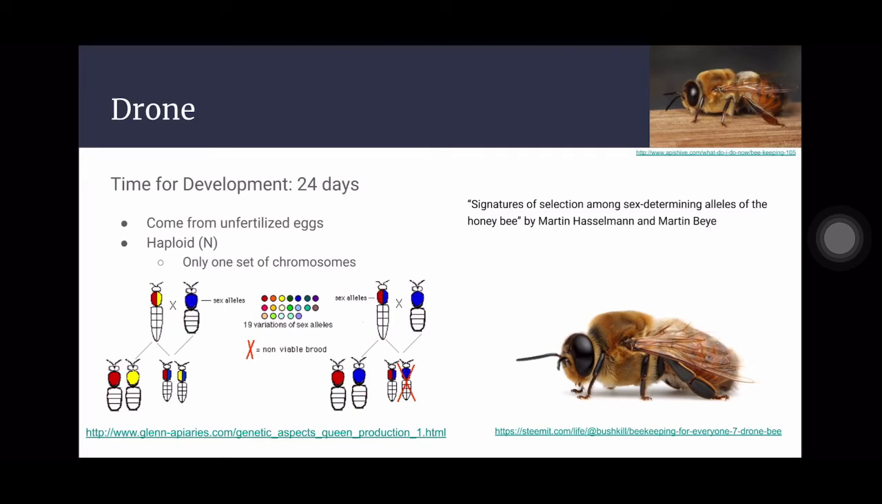The drone takes 24 days, which is the longest amount of time of the castes, and drones have 1 set of 16 chromosomes. In the article Signatures of Selection Among Sex-Determining Alleles of the Honeybee by Hasselmann, diploid males are observed, and it is determined that they are the result of fertilized eggs that are homozygous at the complementary sex determiner locus, CSD. All successfully reproducing males are haploid; diploid males produce diploid sperm, which causes sterile offspring, and most of the time honeybee workers will detect a diploid larva and will get rid of them by consuming them.